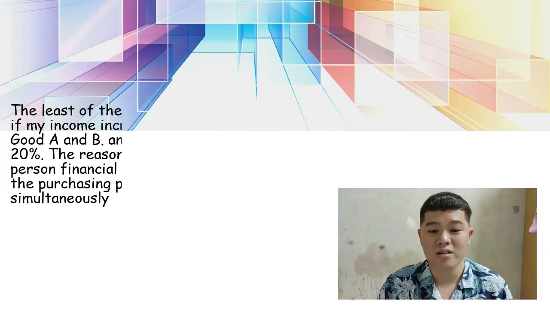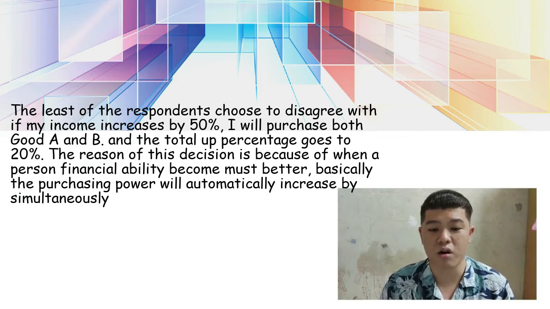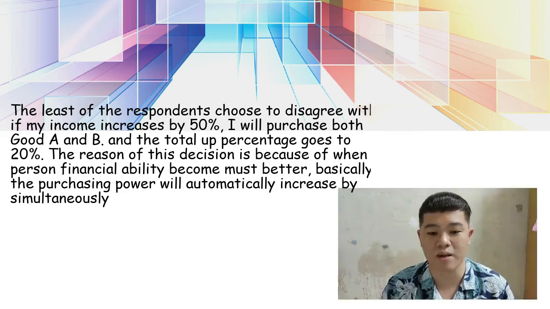And last, the least of the respondents chose to disagree with: if my income increased by 50%, I will purchase both good A and B, and the total percentage goes to 20%. The reason for this decision is that when a person's financial ability becomes much better, basically the purchasing power will automatically increase simultaneously.